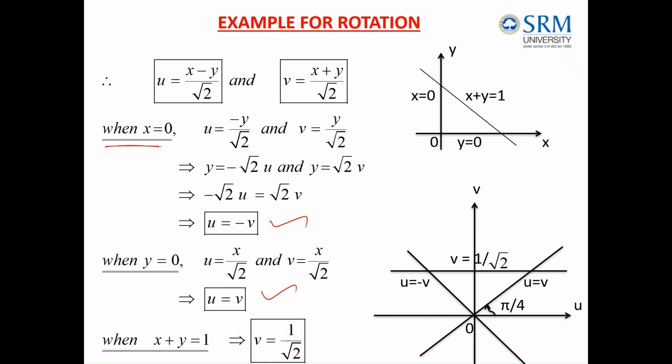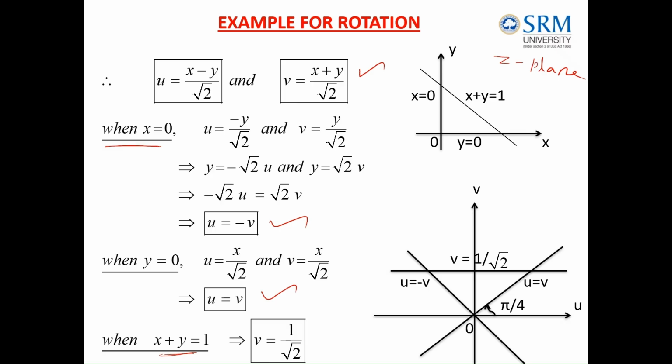Then next we need to take this edge x plus y equal to 1. If you substitute that x plus y equal to 1 here in v, you will get v is equal to 1 by root 2. Now we need to draw these edges in the w plane. First we need to draw the given triangle in the z plane, with x axis and y axis. Then y equal to 0 is the x axis, x equal to 0 is the y axis, and x plus y equal to 1 is a straight line whose intercept is 1 on both the axes. So this is the triangular region given.